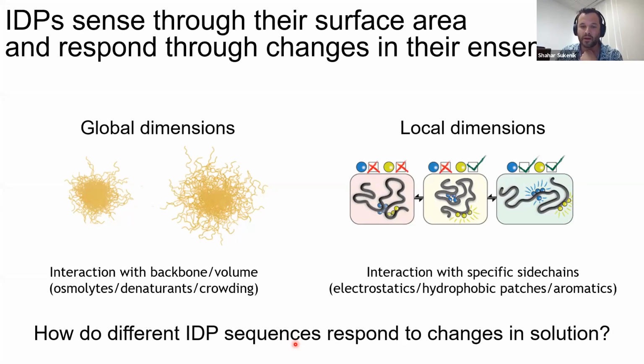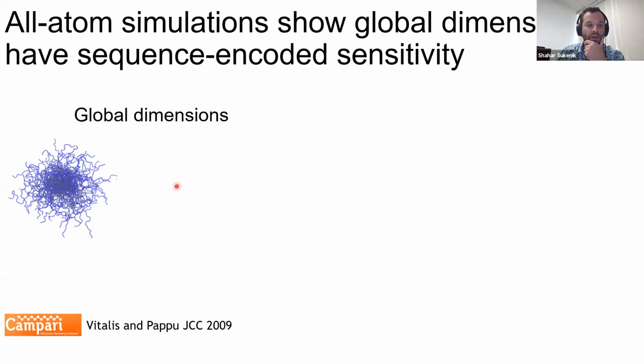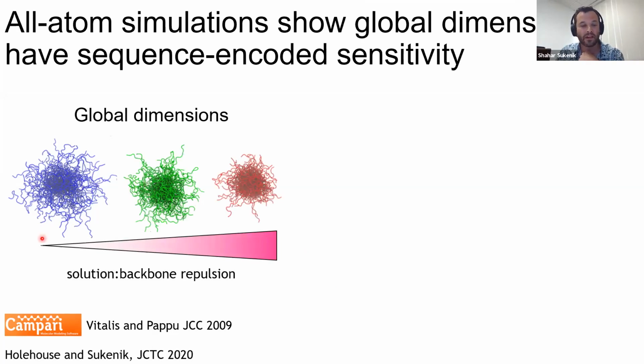And the idea we had is that we expect there's going to be some kind of solution dependency, or sequence dependence here, because these specific interactions vary with the identity of the protein. And so we started out by just looking at simulations. We used the CAMPARI simulation suite with the ABSINTH force field that was developed by Rohit Pappu. And together with Alex Holehouse, we've developed a method by which we can essentially tune the interactions of the solution around the peptide.